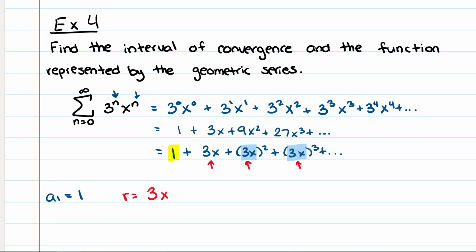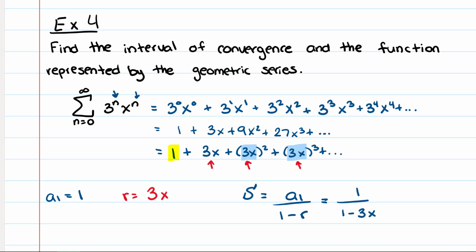So now we're going to go ahead and find the function to represent the sum. So remember that the sum of a converging series is a sub 1 divided by 1 minus r. So our first term is 1, and it's 1 minus 3x. So this function represents the sum. And the reason there's an x is we can plug a couple x values in that'll work.